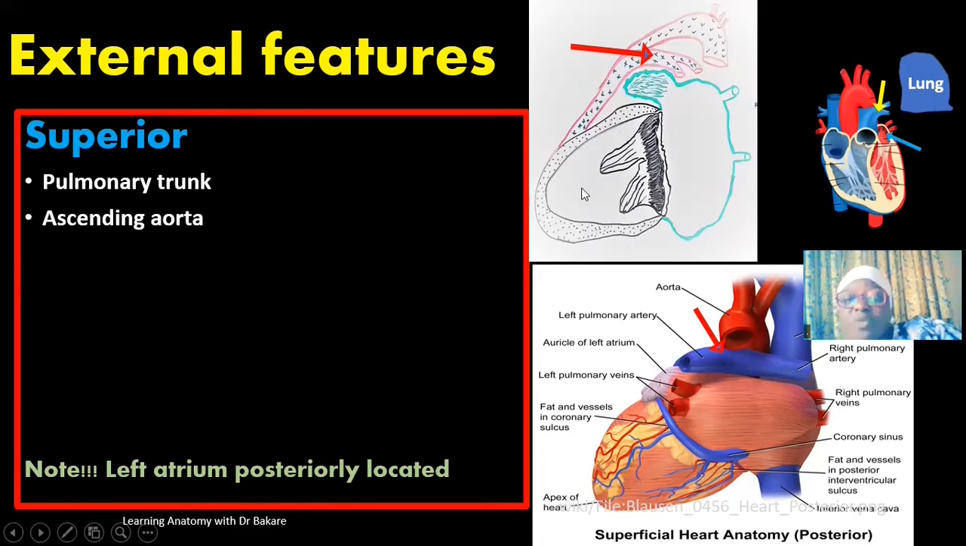You can see the configuration of the posterior region of the heart. This is the left ventricle at the front, and behind we have the left atrium. We already said that the left atrium is seen at the posterior part of the heart, and it also forms the base of the heart. So this is the left atrium.